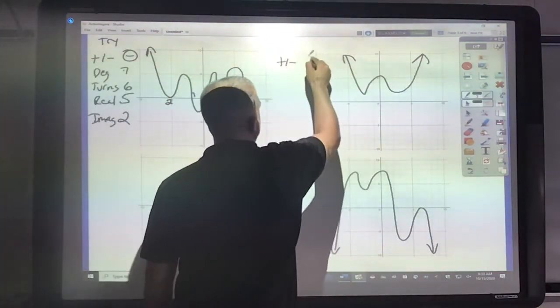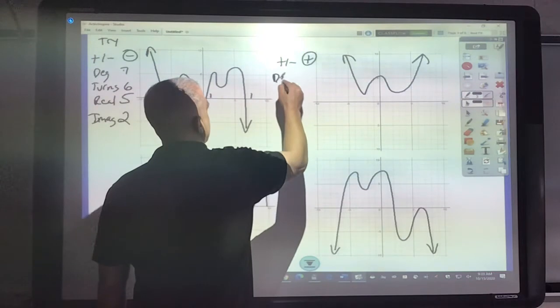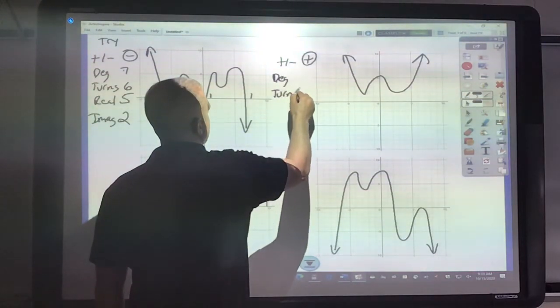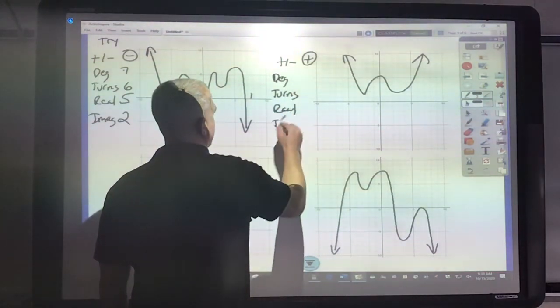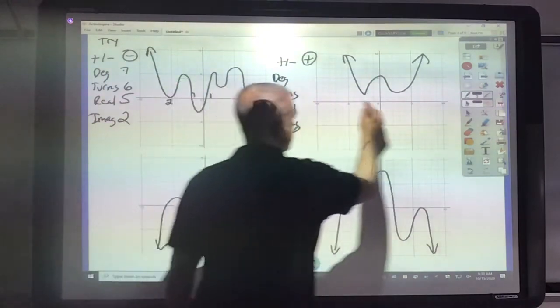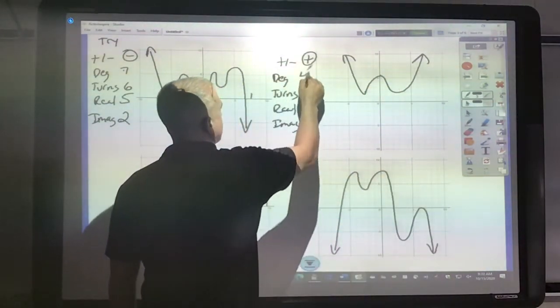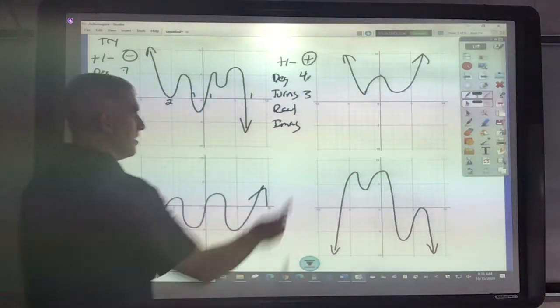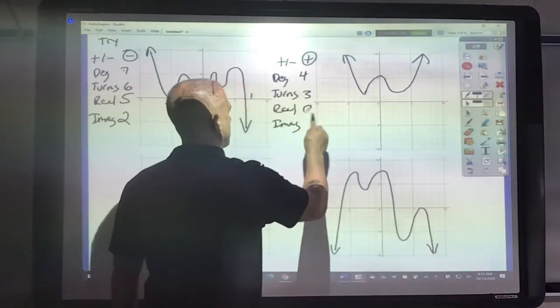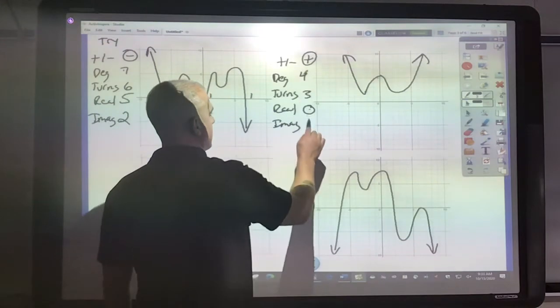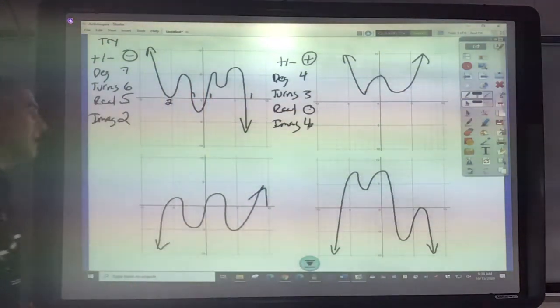Okay, all right, positive, negative. This one, both arrows pointed up, would be positive. Degree, turns, real, imaginary. Okay, it doesn't cross. I got 1, 2, 3 turns. If I add 1, I get the degree, that's 4. This does not cross at all, that'd be 0. So 0 plus this has to give me 4. So this one would be 4 imaginary.